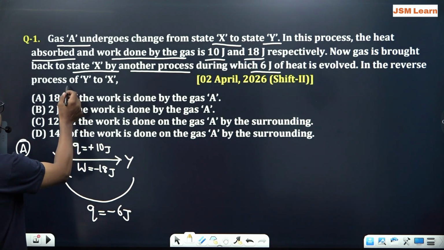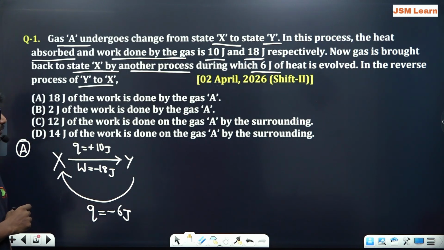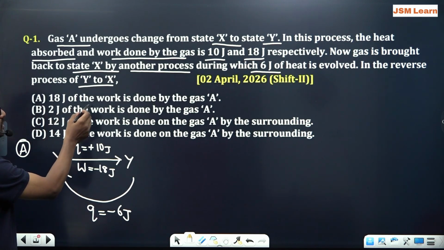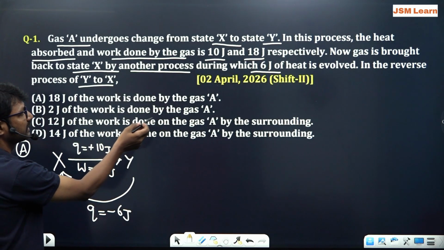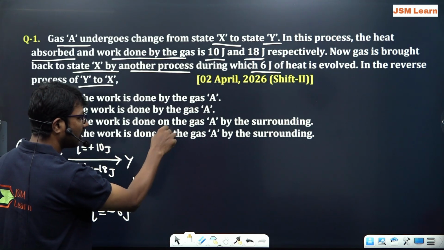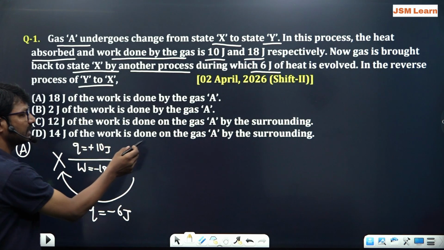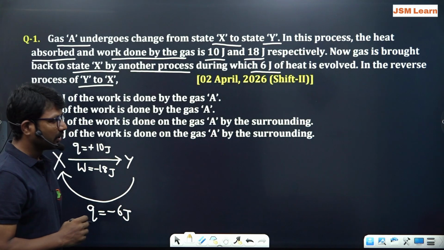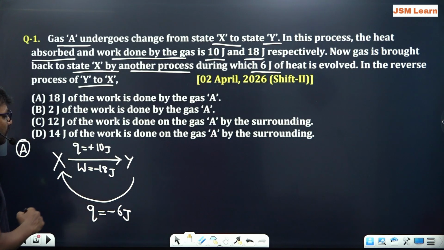In the reverse process of Y to X, which among these is correct, we have to identify. Whether 18 joules of work is done by the gas, or 2 joules of work is done by the gas, or 12 joules of work is done on the gas A by the surroundings, or 14 joules of work is done on the gas A by the surroundings. Which among these is suitable for this process?